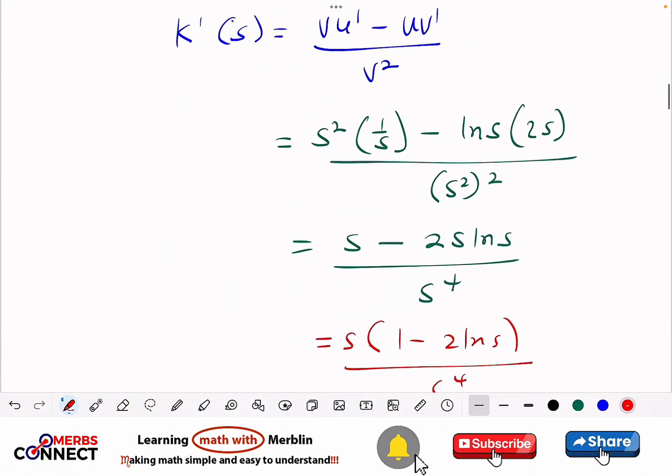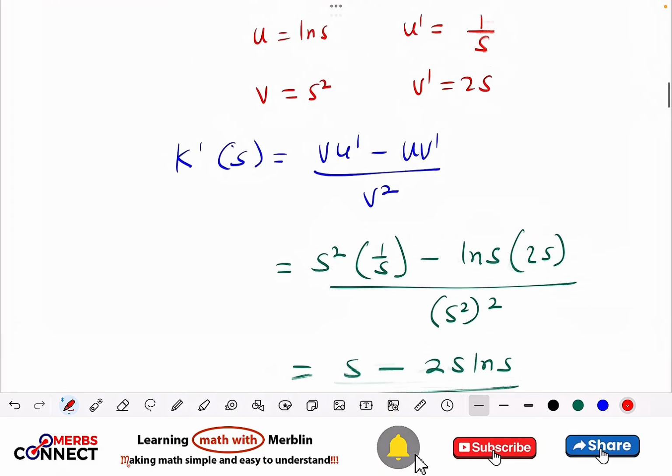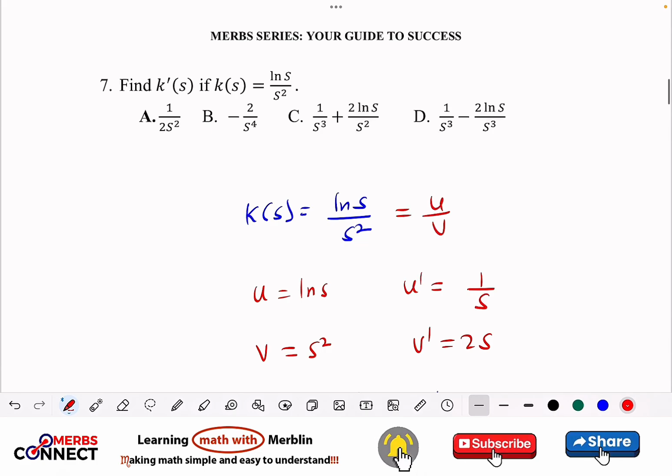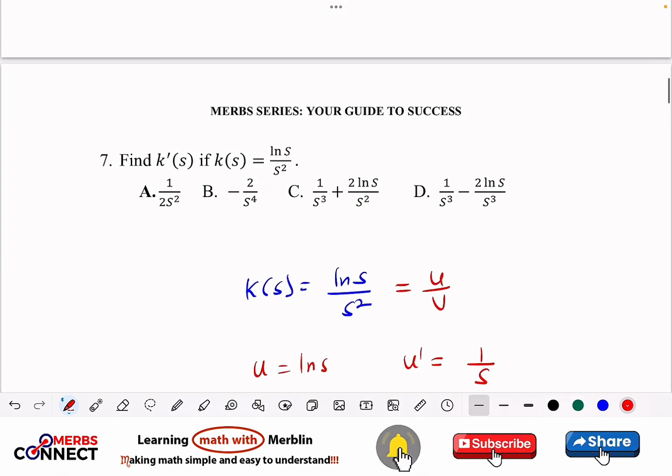We can also write this one as 1 divided by x to the power 3 minus 2 natural log of x divided by x to the power 3. So I think the answer is supposed to be C. Is it C or D? Is it minus or plus? Okay, it's minus. So it's going to be this right here.